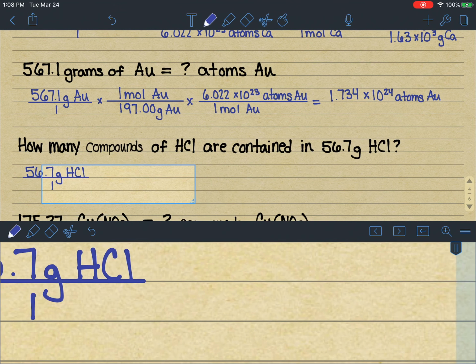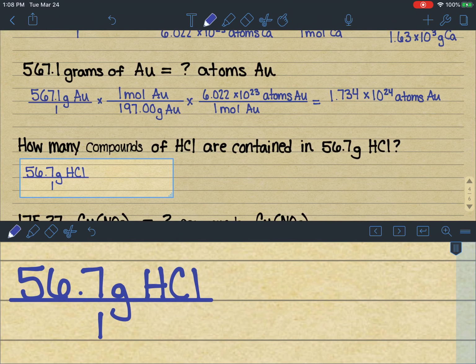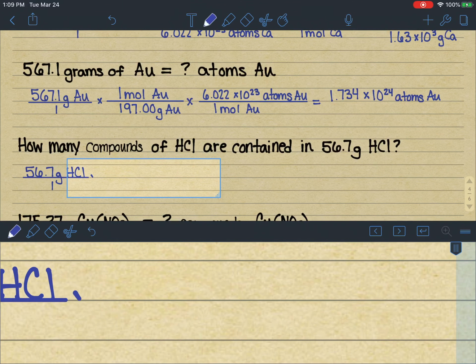All right, in my next example, how many compounds of hydrochloric acid are contained in a 56.7 gram sample of the hydrochloric acid? Now, this problem requires us to do a little bit more work beforehand. We'll need to calculate out the molar mass of hydrochloric acid. So using the atomic mass sheet, go ahead and do that first. Again, I would encourage you guys, pause the video, do that calculation, and then come back and check your answer to see if you're setting things up correctly at this time.